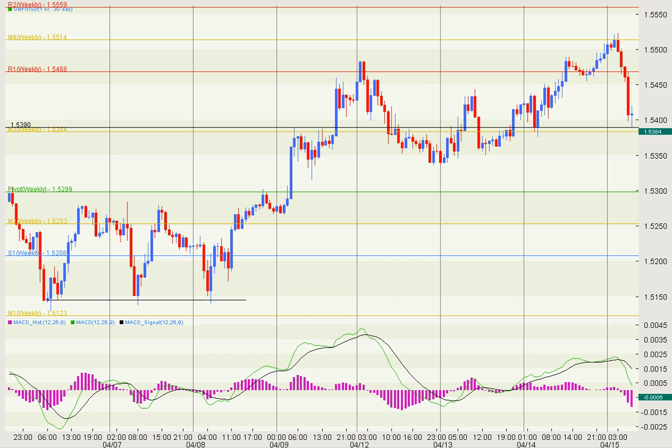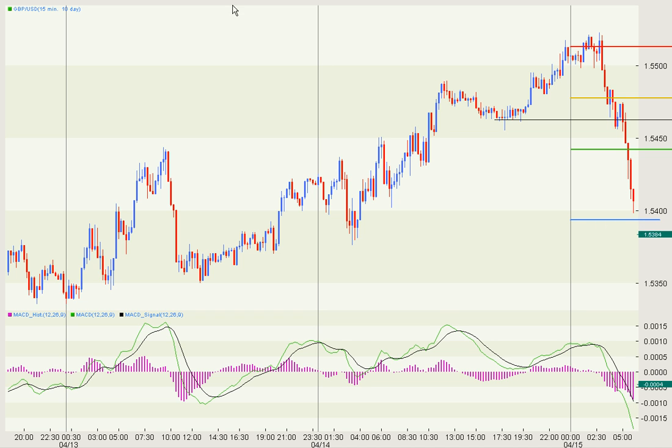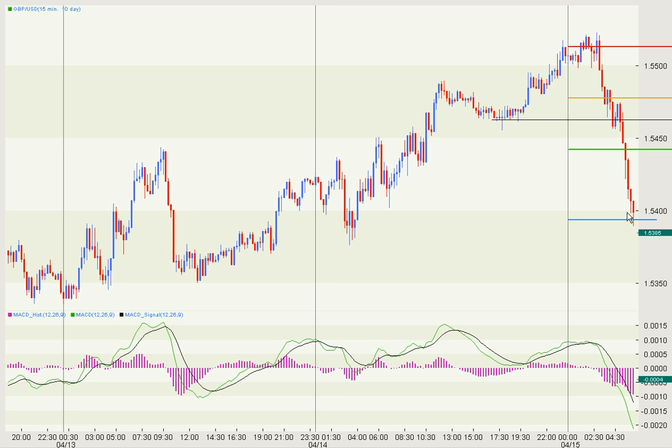Now I'm going to switch to a 15-minute chart. Watch this. This is where I was on Skype with him, and we're watching. And I've got the pivots drawn in for that day. Okay, so here's where he got in. He bought it at 153.94. Okay, and so there he is.